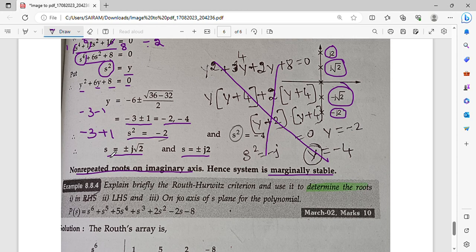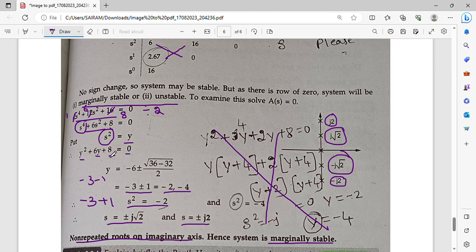We have discussed with respect to this in the last session. So non-repeated roots ನಿಮಗೆ lying on the imaginary axis, so therefore it is nothing but marginally stable. ಇದನ್ನ ಡಿಸ್ಕಸ್ ಮಾಡಿದೀವಿ. So this is what is for today's session.